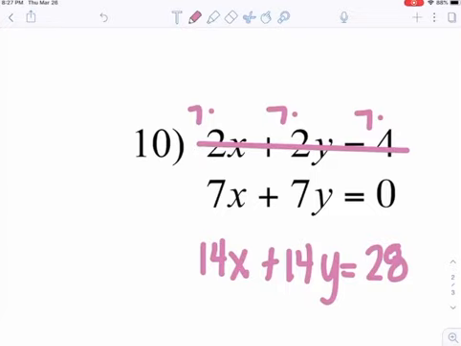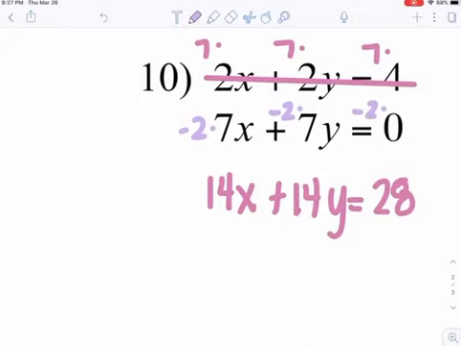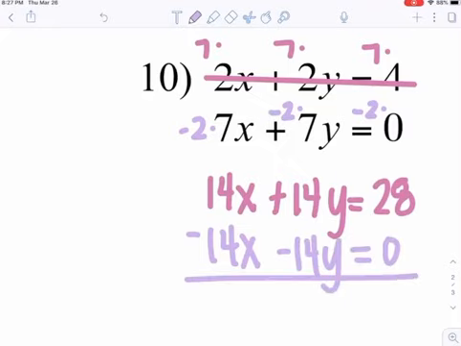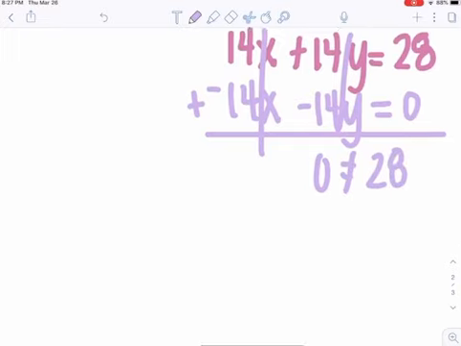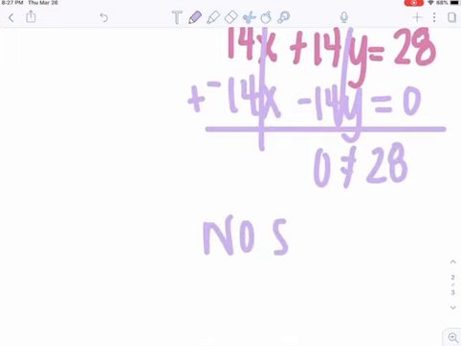I'm going to cross that out. Well, I need them to be opposite, so instead of multiplying by +2, I need to multiply everything by -2. So I get -14x minus 14y equals 0. When I add them together, my x's and y's eliminate, so 0 equals 28, which is not true. So my final answer is no solution.